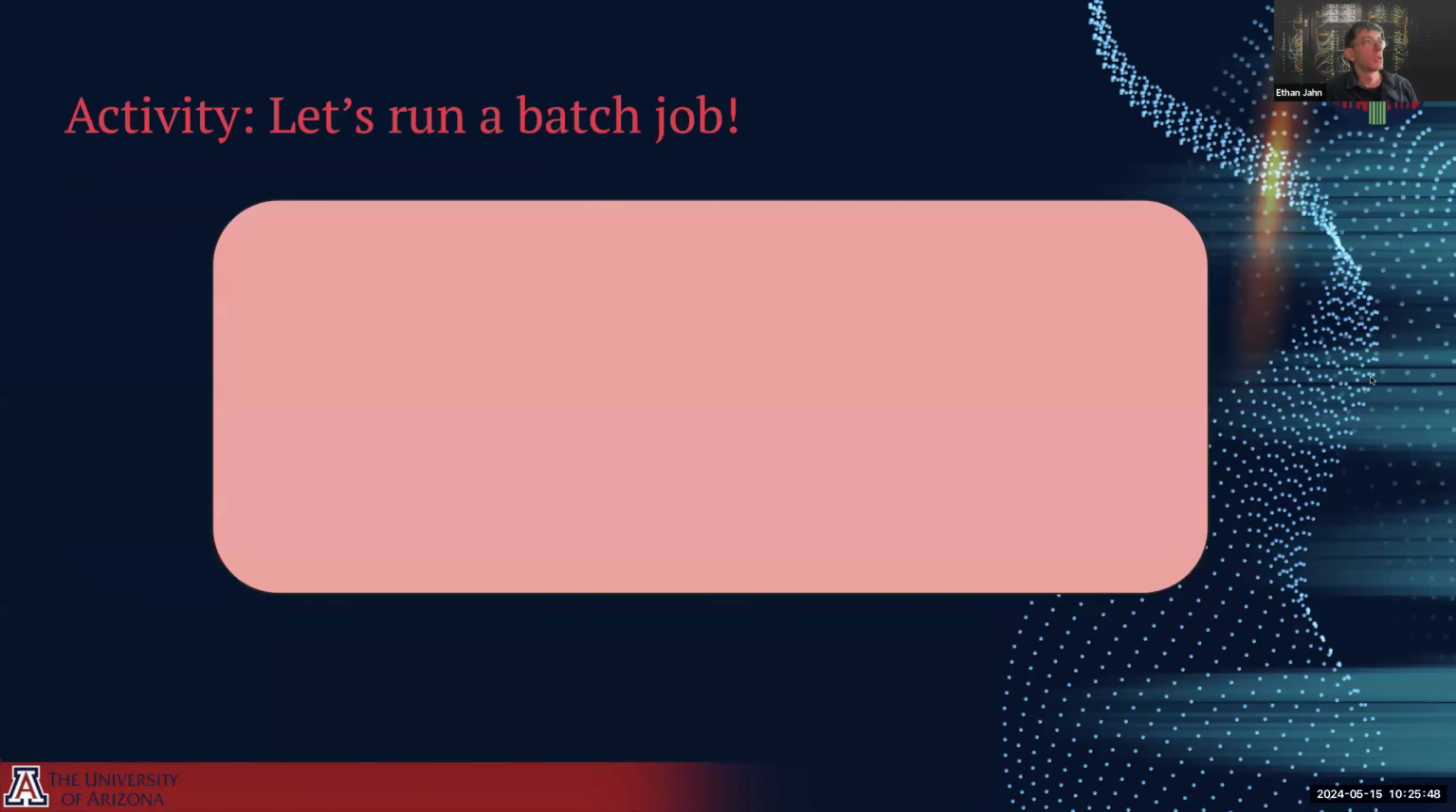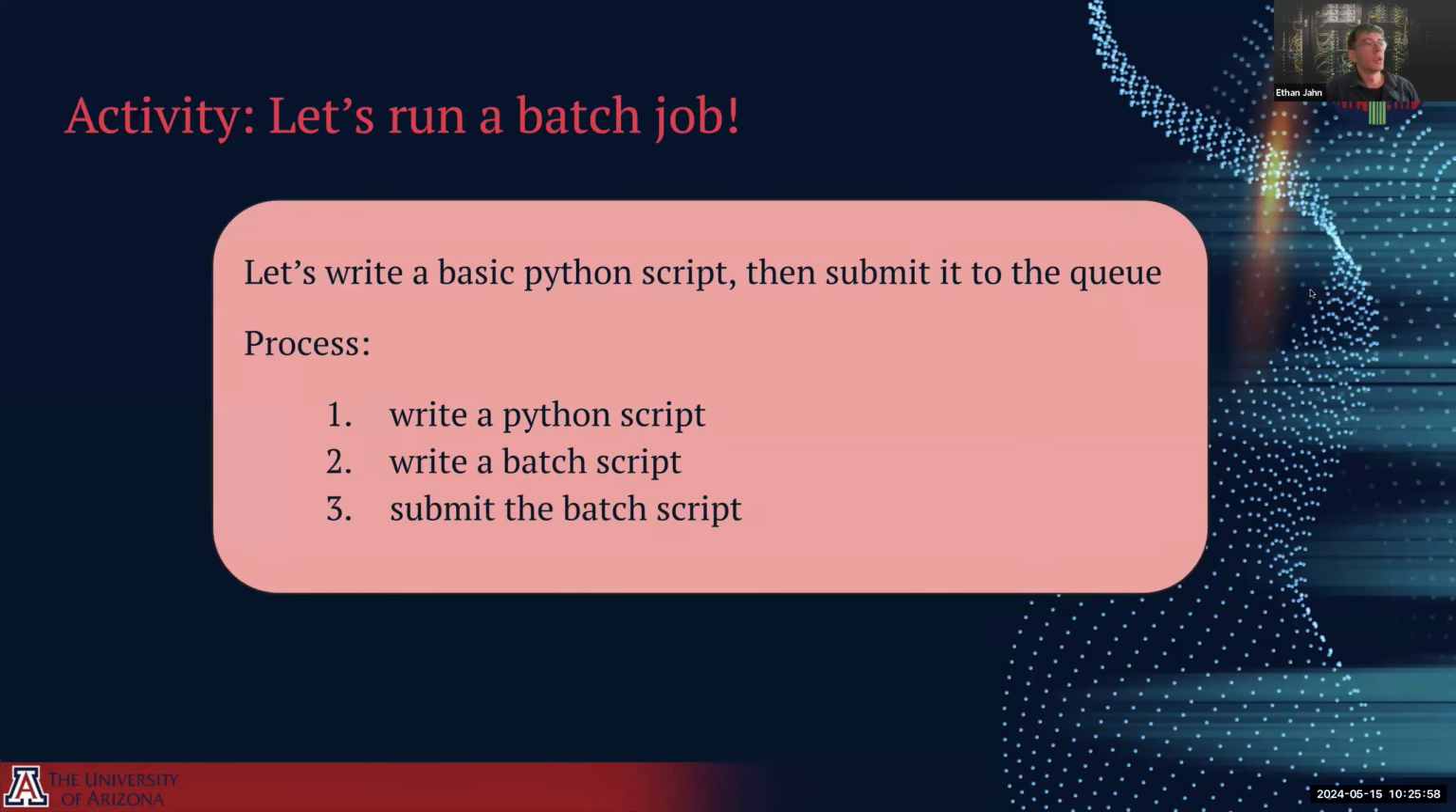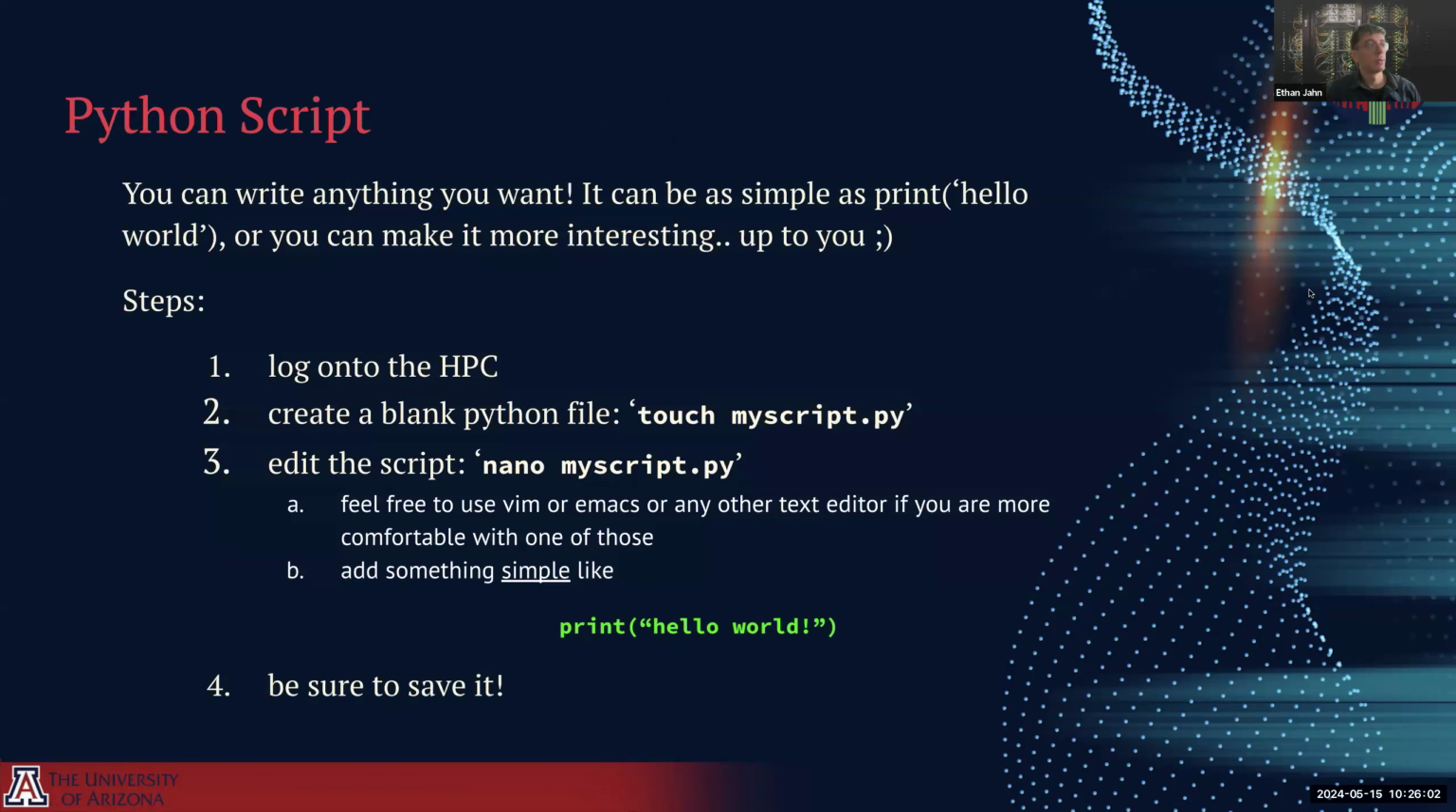I have this activity in here. Let's just talk about it. We don't have to actually go through and do it. Writing a basic Python script and then submitting it to the queue. So this is your overview of what it's going to look like. You write the script, you write a batch script, and then you submit the batch script. You can write anything you want. It can be as simple as, print hello world.